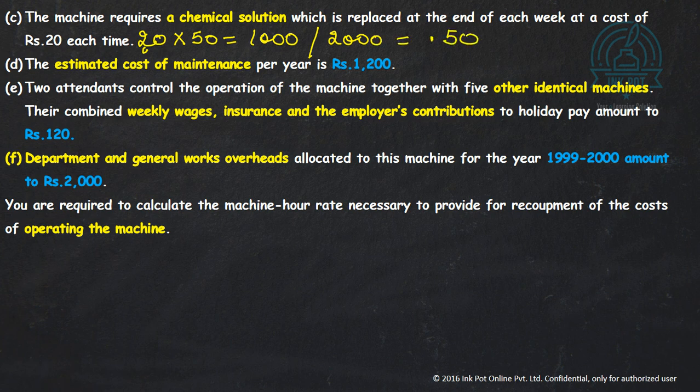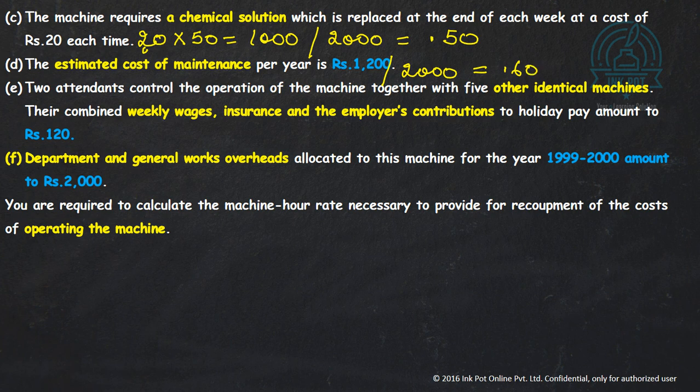Is it okay? The estimated cost of maintenance is 1200. So directly, this is the estimated cost per annum, and we can directly divide it by working hours, that is 2000. 1200 divided by 2000 is equal to 0.60.